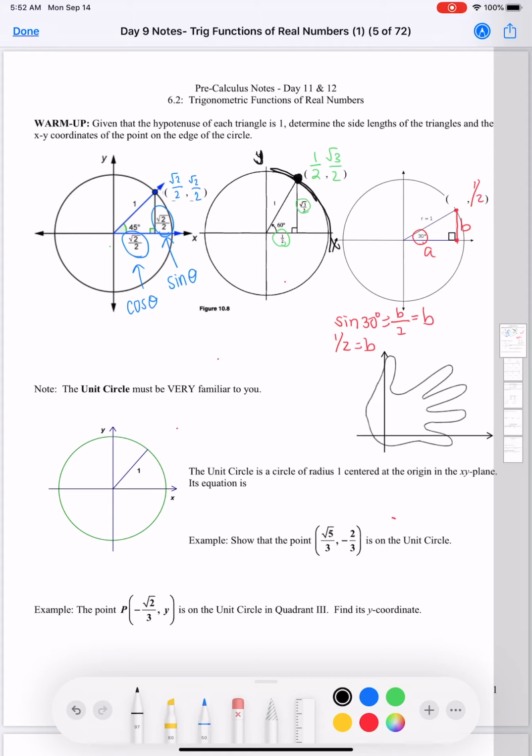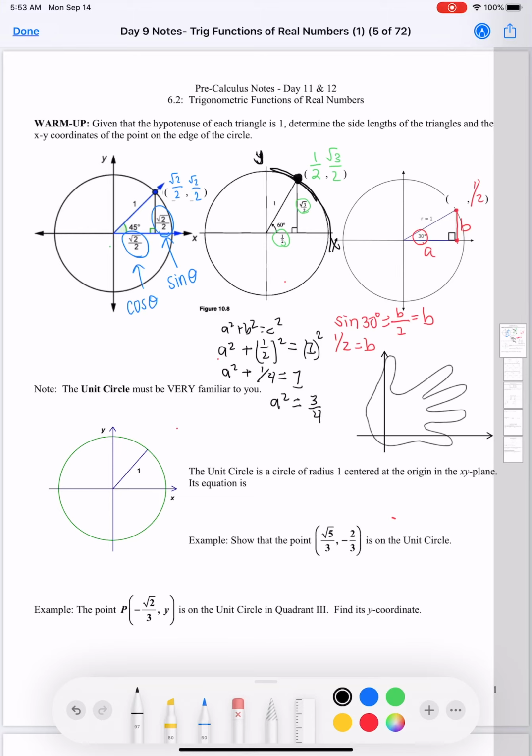We know the Pythagorean theorem is a squared plus b squared equals c squared. Well, I'm looking for a squared. B is 1/2 and c is 1. Okay, so when I'm simplifying this, 1/2 squared, well, 1/2 times 1/2 would be 1/4. And then 1 squared is 1. Then I'm going to subtract 1/4 from 1, and that will give me 3/4.